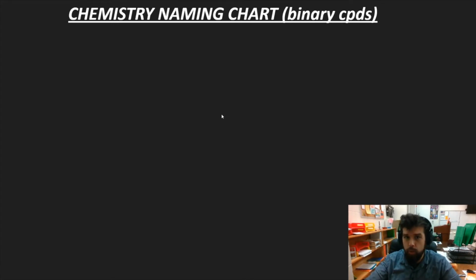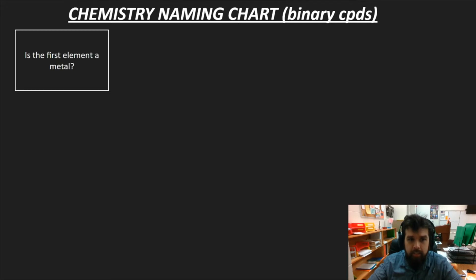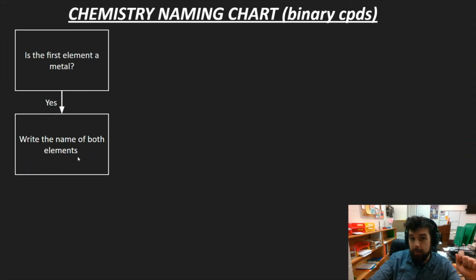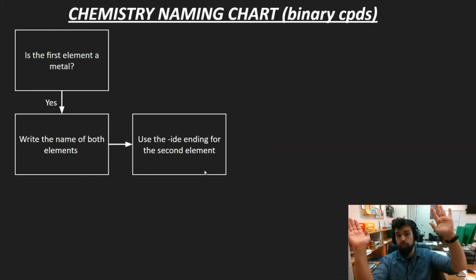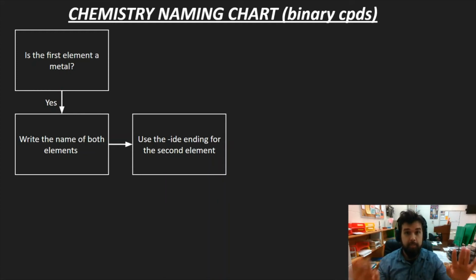So where does it start? Well, to start, we name ionic and covalent stuff differently. So the first question we need to ask is: is the first element a metal? Because if it is, it's ionic. If it's not, it's covalent. So if the first element is a metal, so that'd be yes to that question, then we're going to write the name of both elements. Then we're going to add "ide" to the ending of the second element. And then we're done. That's all you have to do for a compound that has a metal in it.